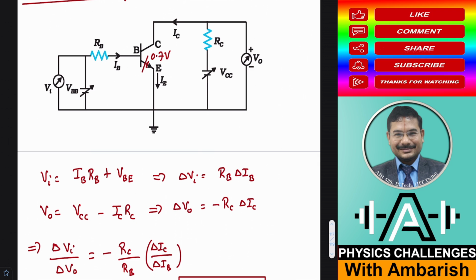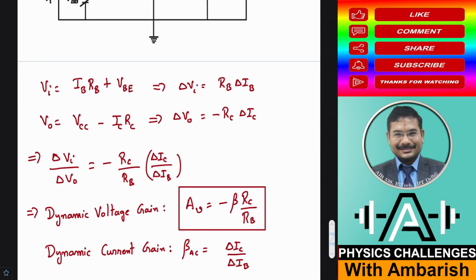So now what is the voltage amplification? Change in output voltage divided by change in input voltage, right? So I messed up here. This should have been change in output voltage divided by change in input voltage. And this is then minus RC delta IC divided by RB delta IB. This is called the dynamic voltage gain. So you can write beta AC here, or beta dynamic, into RC upon RB. So this is your voltage gain.